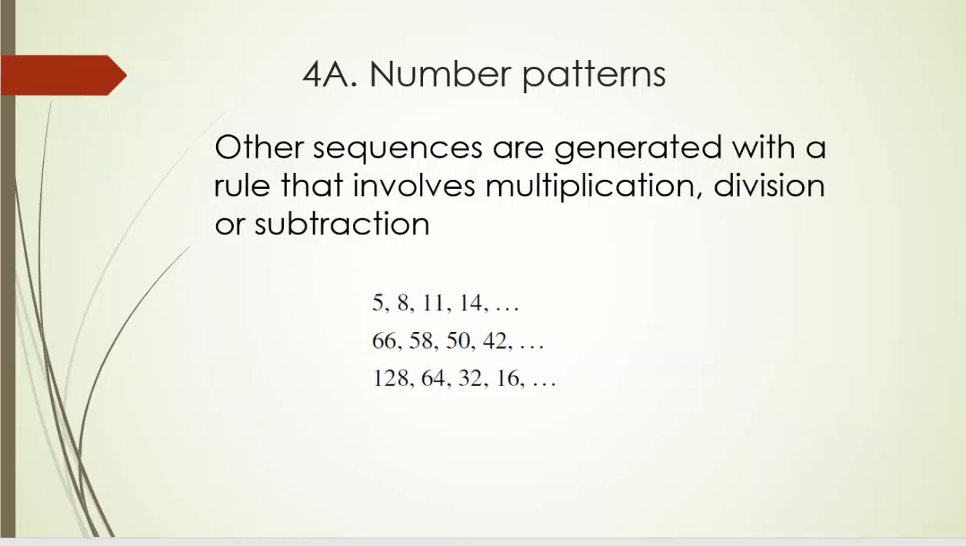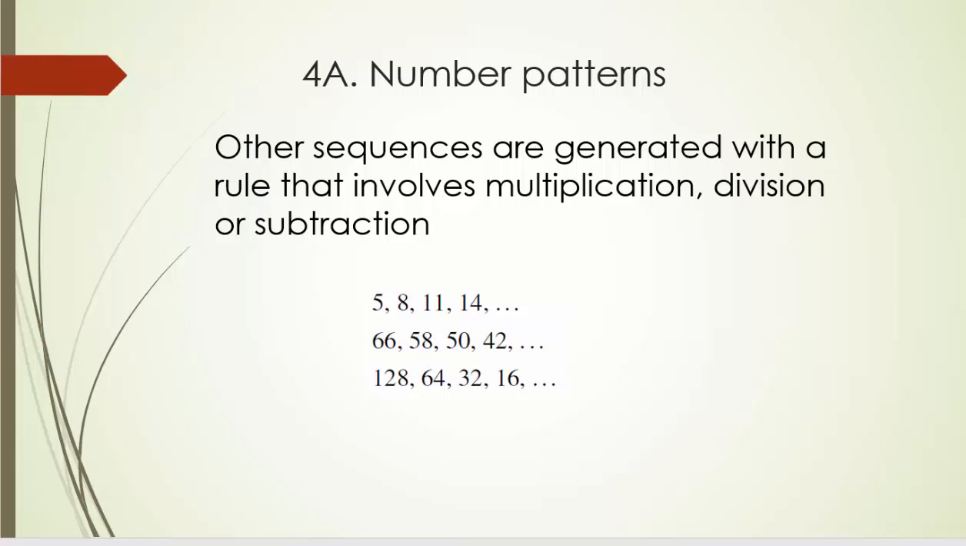That was a sequence generated using addition. Other sequences are generated with a rule that involves multiplication, division, or subtraction. What's the first one? 5, 8, 11, 14? It's another addition one, isn't it? 66, 58, 50, 42. I hope you see the numbers are going down, and they're going down in eights, so that one is involving subtraction. 128, 64, 32, 16, and so on. You should be able to tell me that the next number is 8 because each time you are dividing by 2. Let's have a look at a multiplication one.